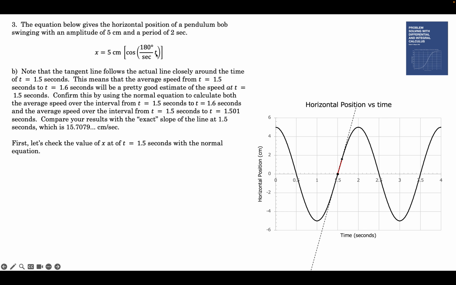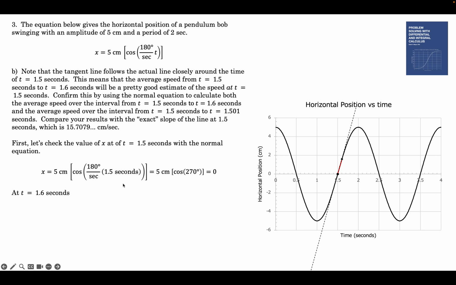We plug in t is equal to 1.5 seconds. There's our t, 1.5 seconds. Cosine of 180 times 1.5 is 270. Cosine of 270 is 0. 0 times 5 centimeters is 0, so we're not surprised at all that it's 0 because that's where it is. The equation gives 0. And we should expect this to be about 1.5 or 6 or something like that. That's what it looks like.